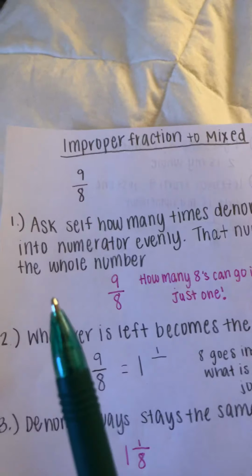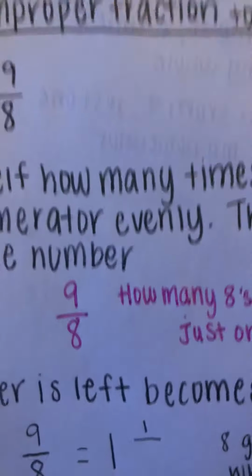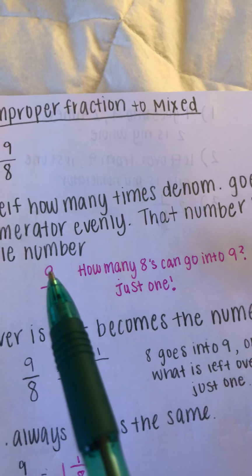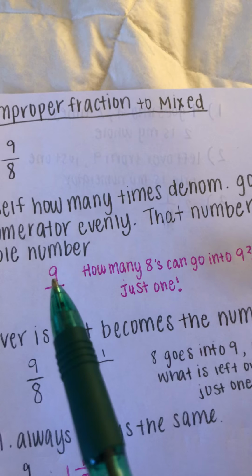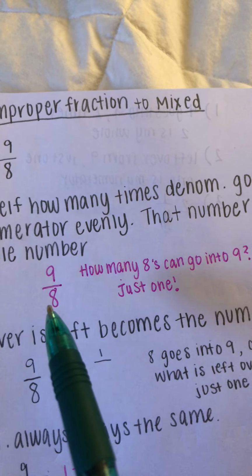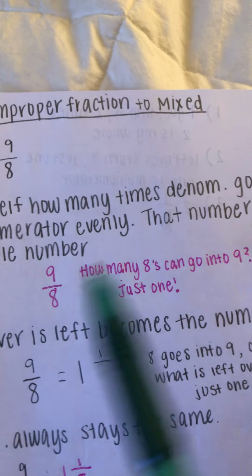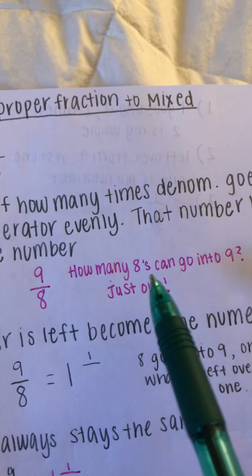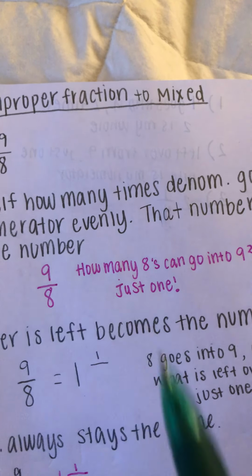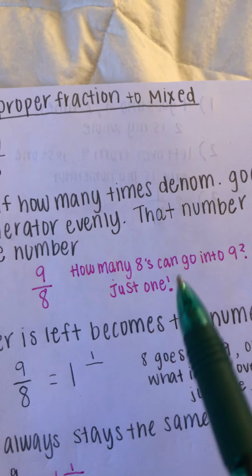That number becomes the whole number. So if you have 9/8, you want to figure out how many times the denominator can go into the numerator evenly. This is kind of just like division, when we're asking how many times something can get divided into. So you're going to ask how many 8s can go into 9. How many times can 8 go into 9? Well, it can go in just one time.